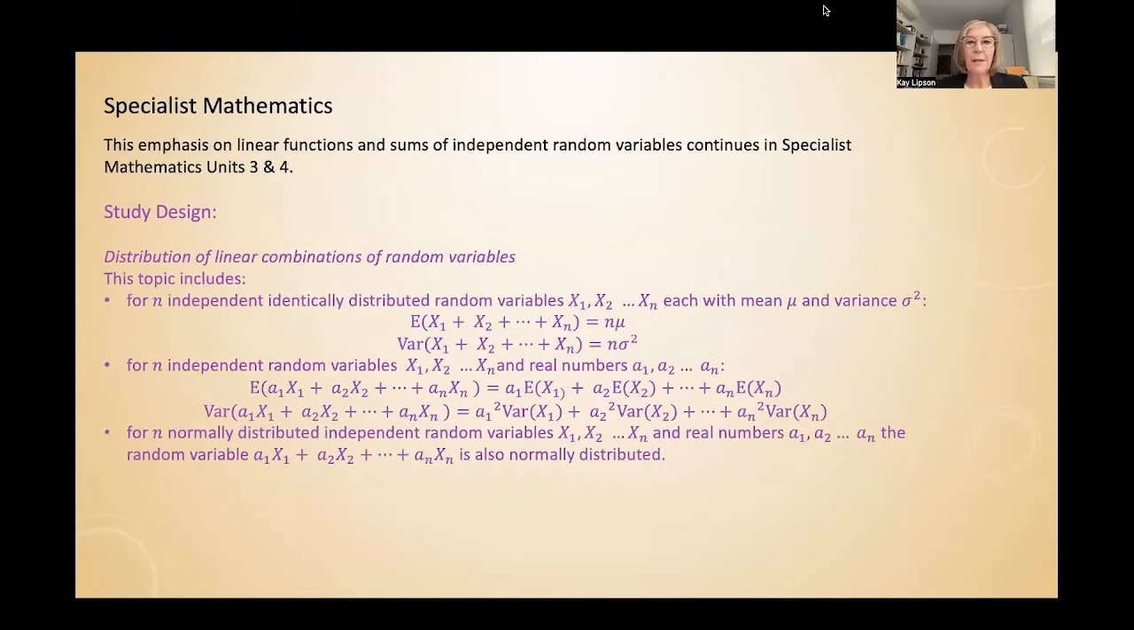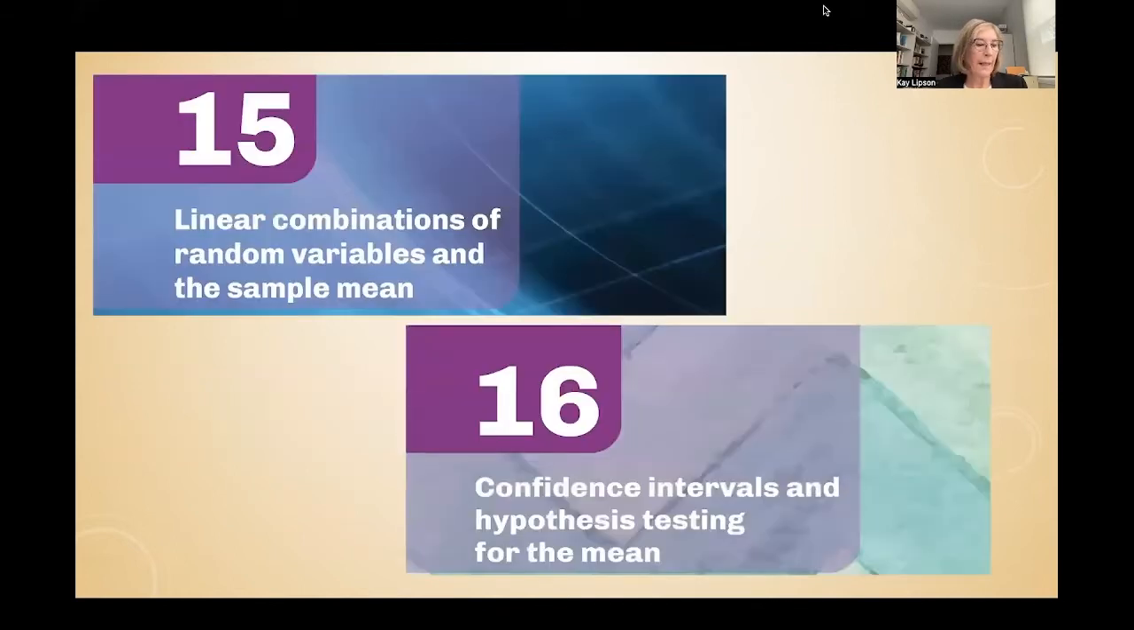This emphasis on linear functions and sums of independent random variables continues in Specialist Mathematics 3 and 4. Here's the excerpt from the study design. Here we've taken a complete restructuring of the chapter's approach. In chapter 15, we now have devoted completely to linear combinations of random variables and leading to the distribution of the sample mean. Chapter 16 now covers all of the inference for the sample mean, by which I mean both confidence intervals and hypothesis testing.